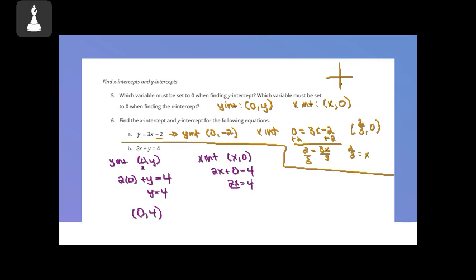And just to show you how that helps us, so we cross the y-axis at 4. We cross the x-axis at 2. And as long as I have 2 points, I can connect the line. So this is the graph of 2x plus y equals 4 by using my x and y intercepts.